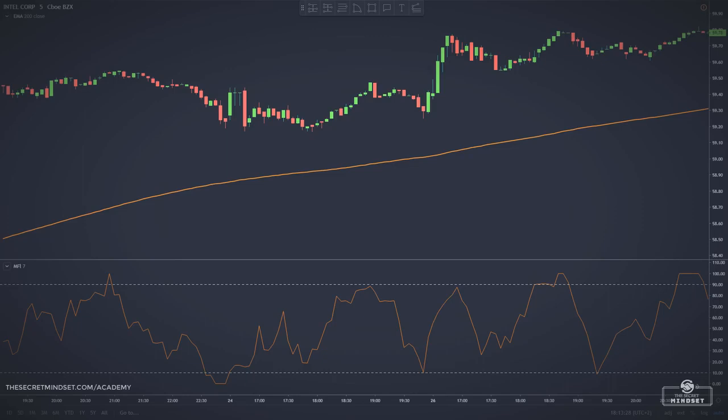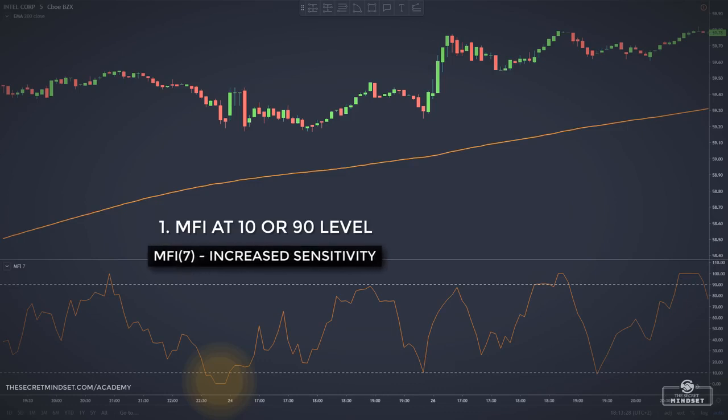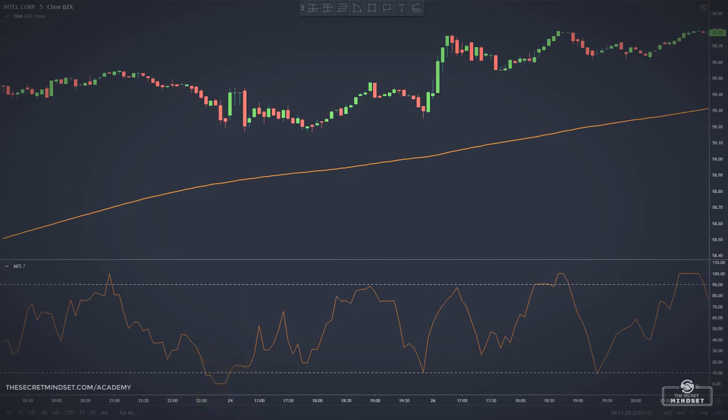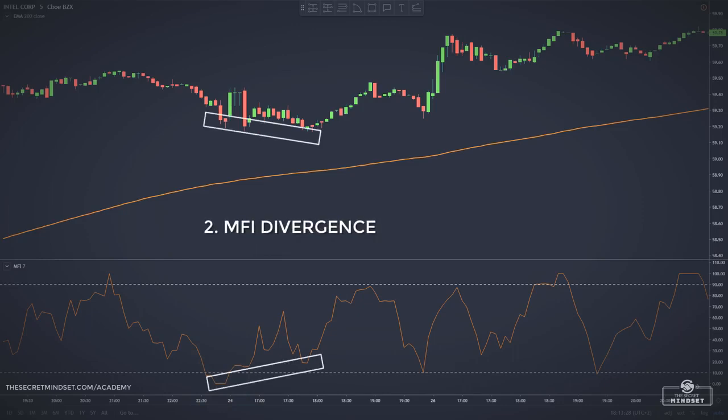Here are the steps of this strategy. First, the money flow index must reach an overbought or oversold area at least once on the chart in the recent trading period. I use a 7-period MFI and not the default settings of 14 periods. The 7-period MFI will have an increased sensitivity to produce more signals. The second step, a divergence between the money flow index and the price must occur during the recent period.